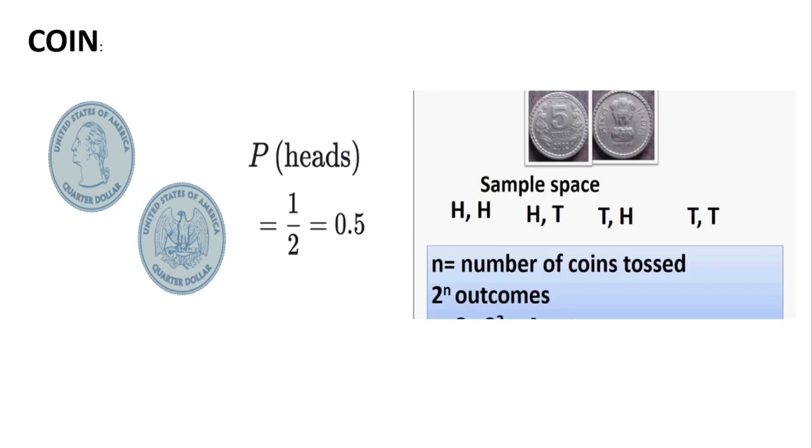While tossing 2 coins, what is the probability of getting only heads? Only heads means we have only one chance, that is 1 by 4. So similarly we can frame many questions on coins.